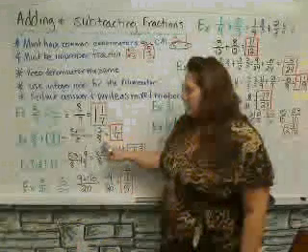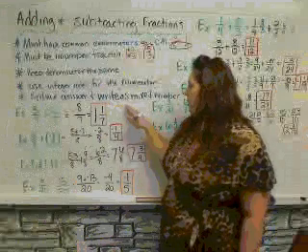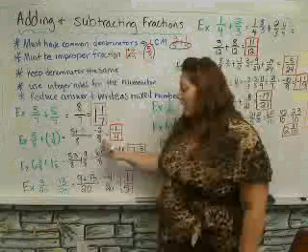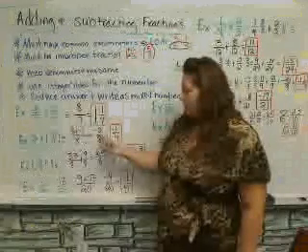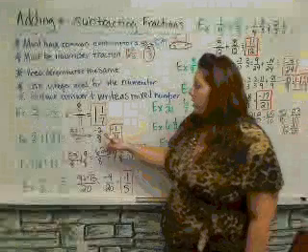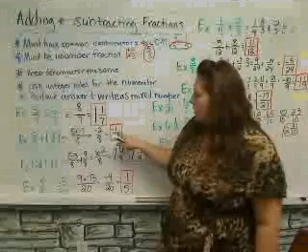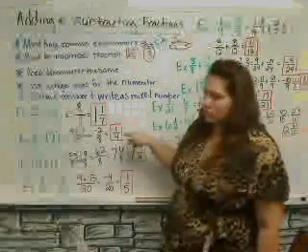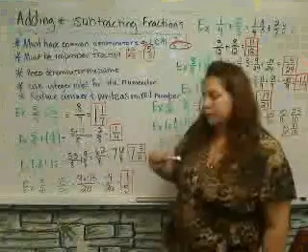Now, is that reduced or written as a mixed number? It's not reduced. 2 and 8 can be divided by 2. Both those numbers can be divided by 2. So 2 divided by 2 is 1, and 8 divided by 2 is 4. So our reduced answer is -1/4.